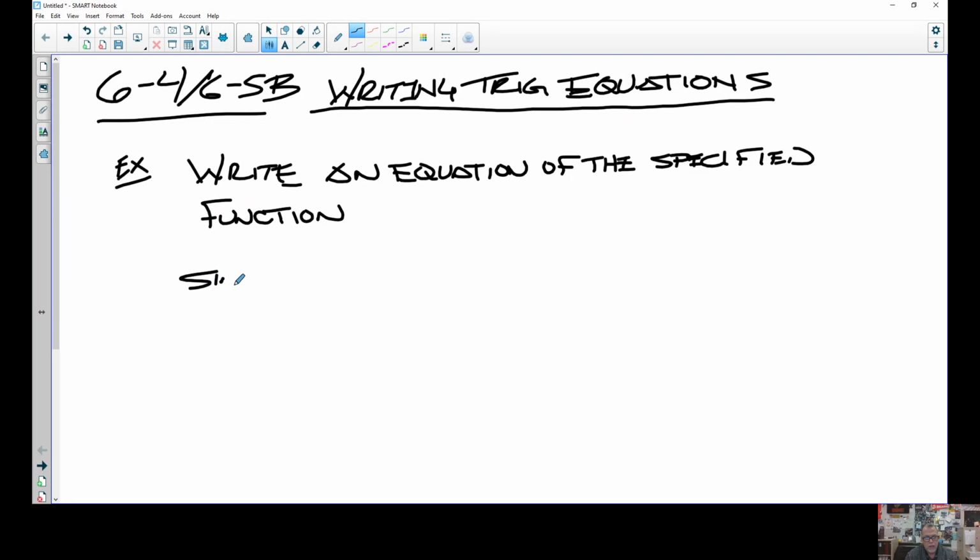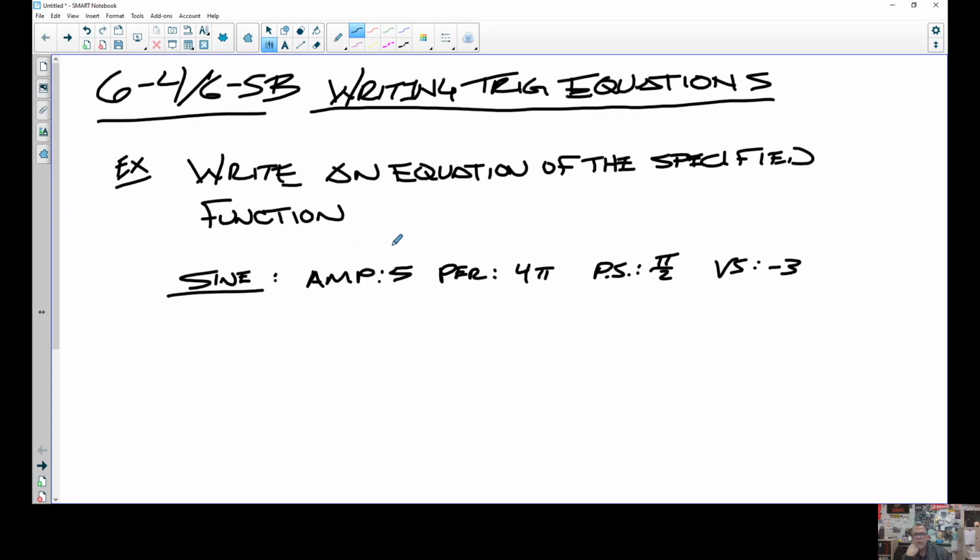All right, first they could say a sine function. It's a sine function with amplitude 5, say period of 4 pi, phase shift of pi over 2, and a vertical shift of -3.